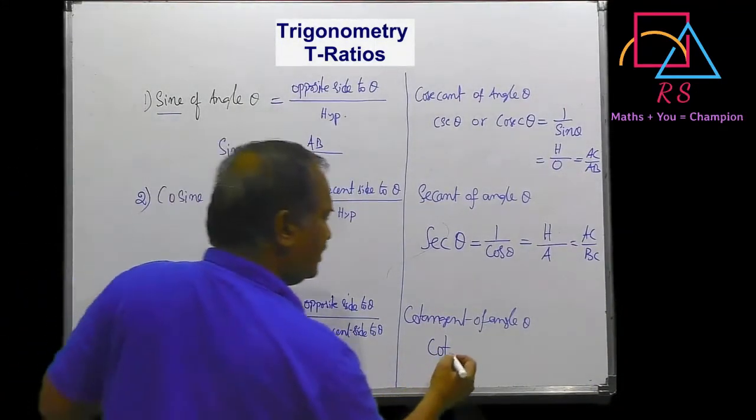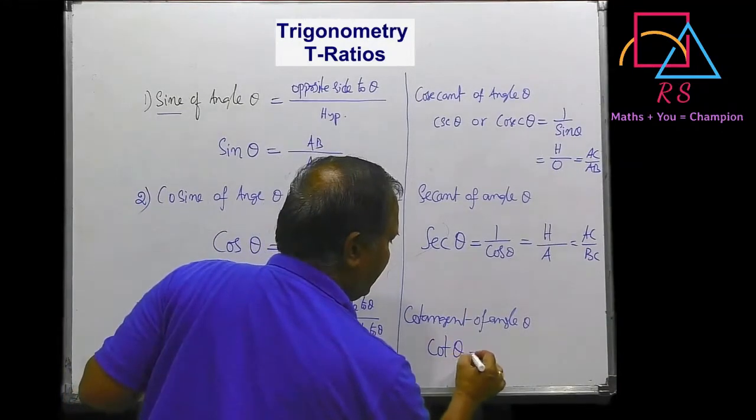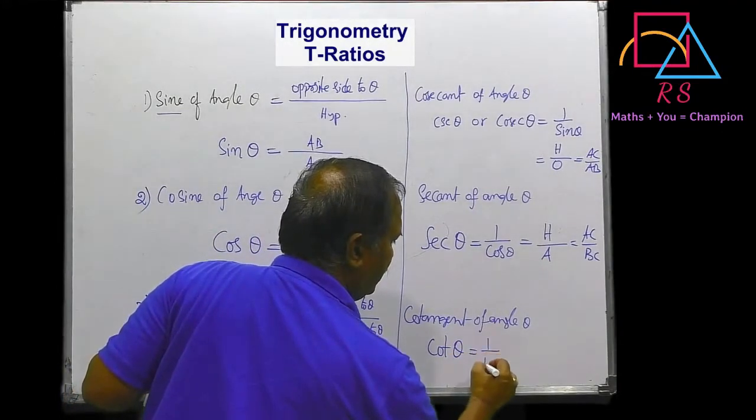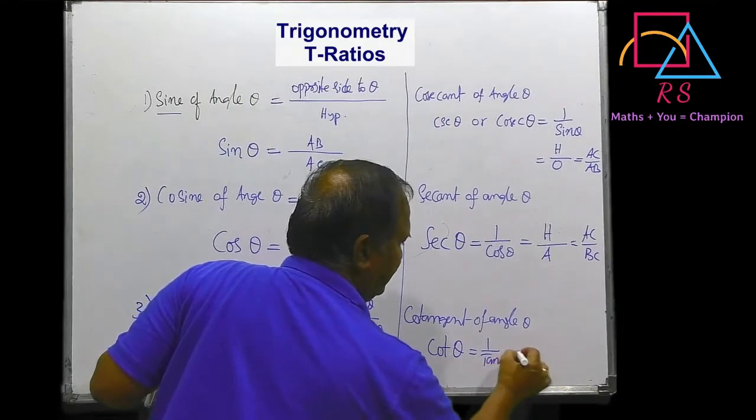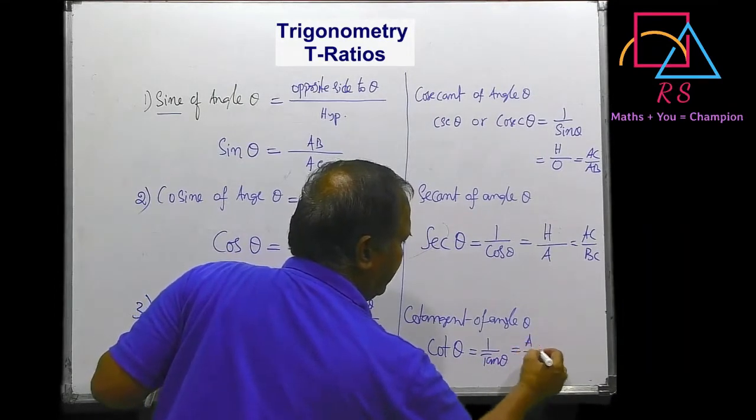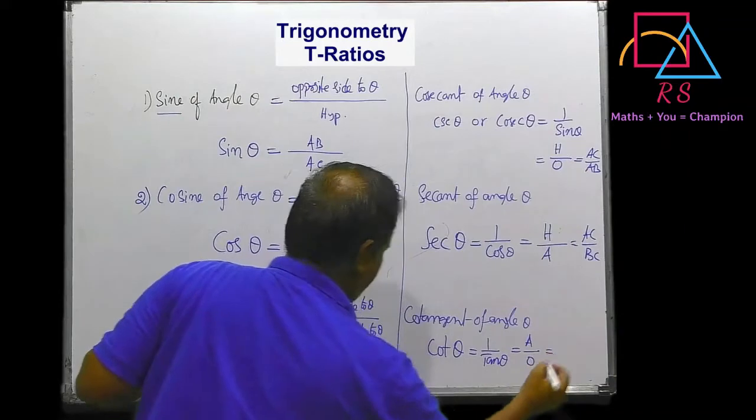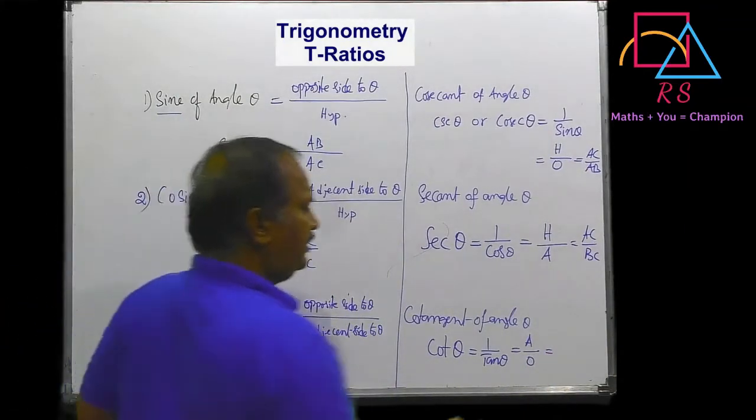Now, cotangent, I write simply COT. You can use cot or you can use cotan theta. Cot theta is equal to 1 upon tan theta, which is equal to adjacent upon opposite side, which is equal to BC upon AB.